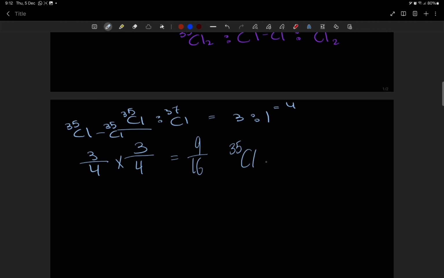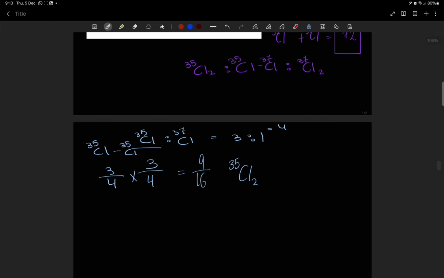I'm going to get Cl-35 molecules in a sample that has chlorine molecules. So 9 out of 16 times, I would get Cl2 molecules formed of two chlorine-35 atoms.